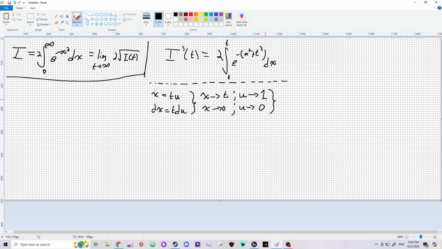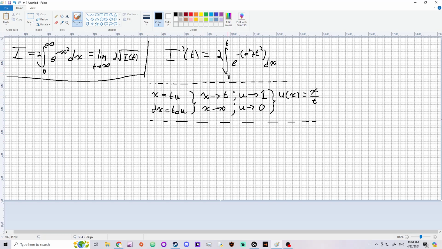So we can now rewrite, given all these conditions, u as a function of x is equal to x over t. You see that when x goes to t, we get t over t, which is 1, so u is equal to 1. When x is equal to 0, 0 over t, u is equal to 0. And we'll see why that's important, because since we're changing variables, we have to evaluate the bounds.